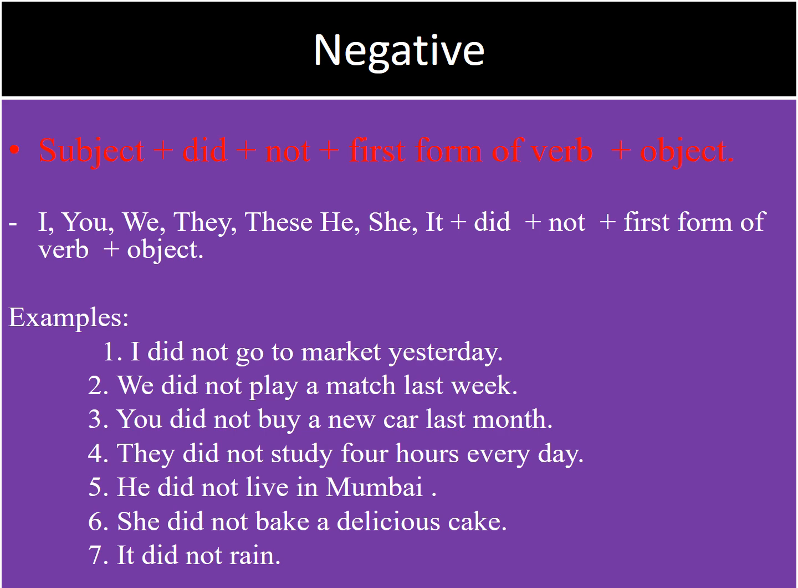Some examples are, I did not go to market yesterday. We did not play a match last week. You did not buy a new car last month. They did not study 4 hours every day. He did not live in Mumbai. She did not bake a delicious cake. It did not rain.